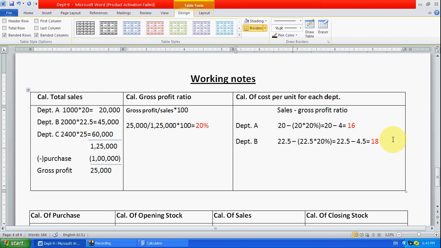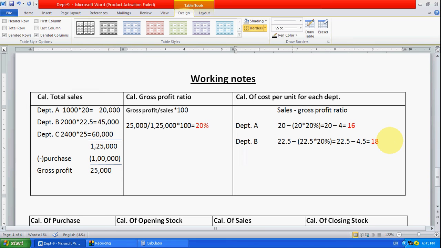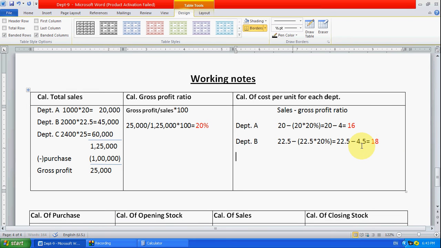Now for the third department, department C.